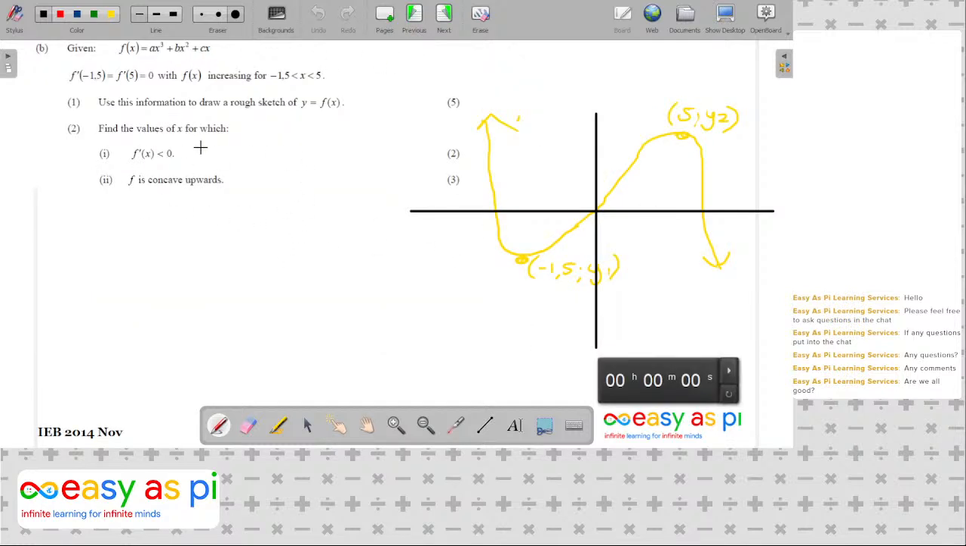And so now they want you to find the values of x for which f dashed of x is less than 0. Now if you think about it, if we're working with f dashed of x, we need to work out, or we need to draw the first derivative, okay, and work from there. And then concavity, where is it concave upwards? Well, remember, concavity is related to the second derivative. So this is a 2-mark and 3-mark question. What I'm going to do is I'm going to give you another 3 minutes, and then we will discuss and go.